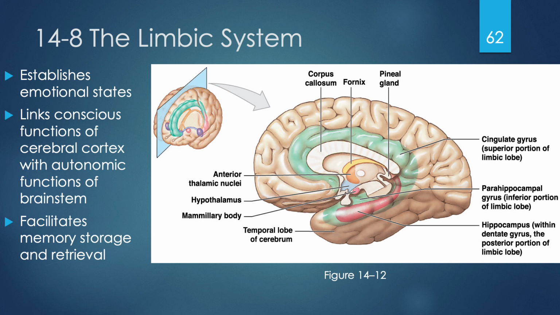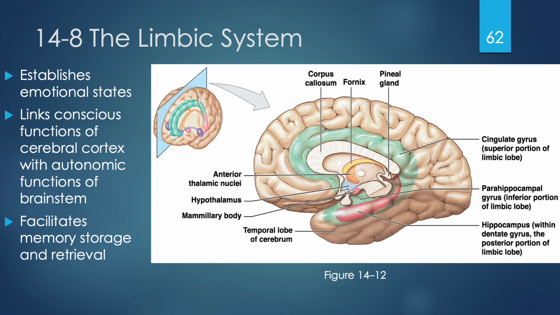So if you look at figure 14-12, you can see that there's a green area that's highlighted, and this is our cingulate gyrus, which is the superior aspect of the limbic lobe. And in it, there's a lot of different structures just below. We have the corpus callosum, which is separating the right and left hemispheres, the fornix, the pineal gland, the anterior thalamic nuclei, the hypothalamus, mammillary body, and also part of the temporal lobe of the cerebrum as well here.